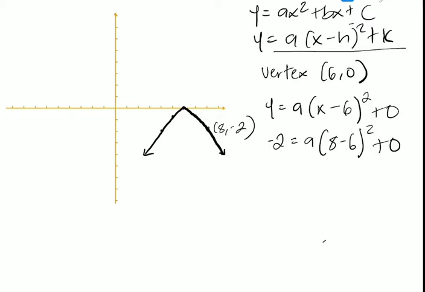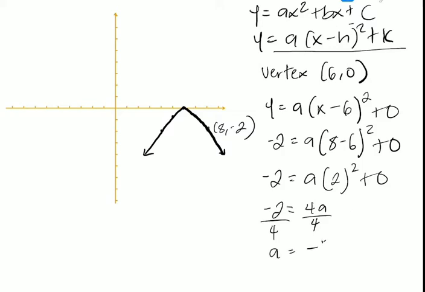So now we are going to add everything together and leave the a out because we need to find that a. We're going to do algebra. So here we're going to have negative 2 equals a times 2 squared plus 0. I could have dropped that plus 0. It equals 4a. Then we're going to divide both sides by 4, and then a is going to be equal to negative 1/2.